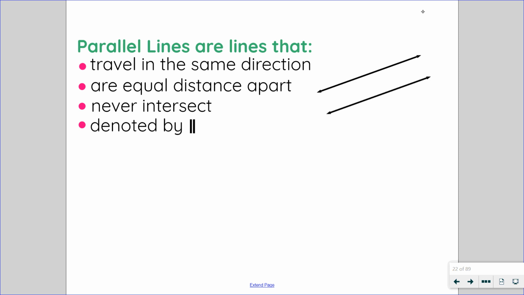Parallel lines are any set of lines that run in the same direction. They are also equal distance apart. So if they run in the same direction and are equal distance apart, they're never going to intersect. We denote parallel lines by using a symbol that looks like parallel lines themselves. That's the symbol for parallel.